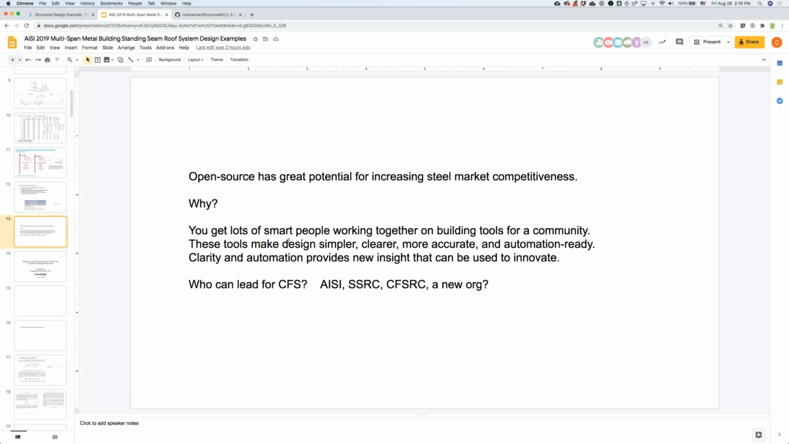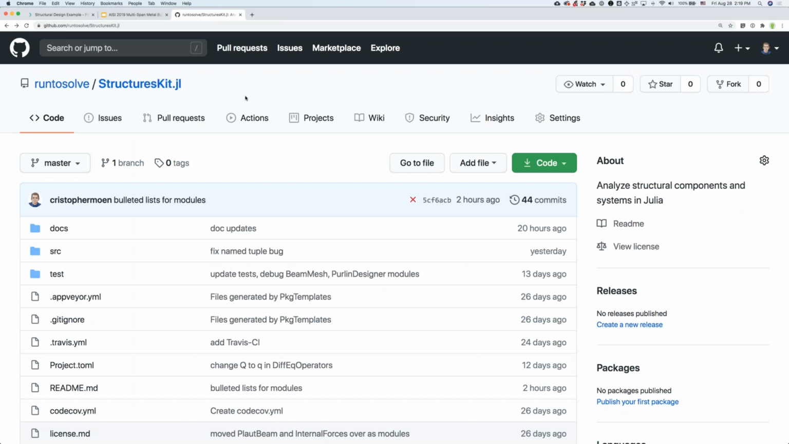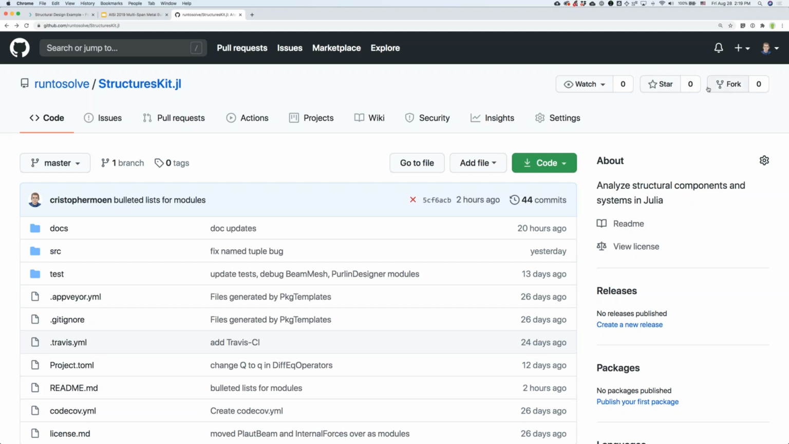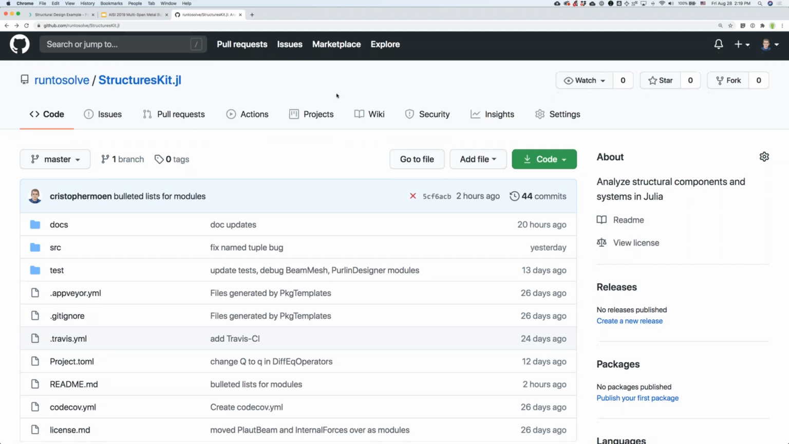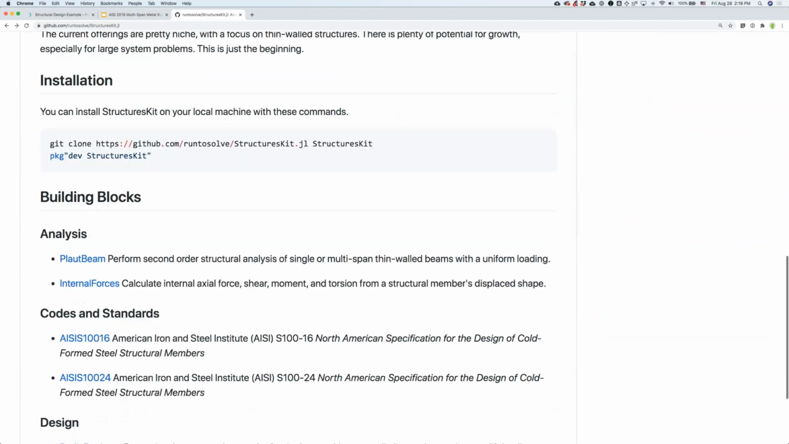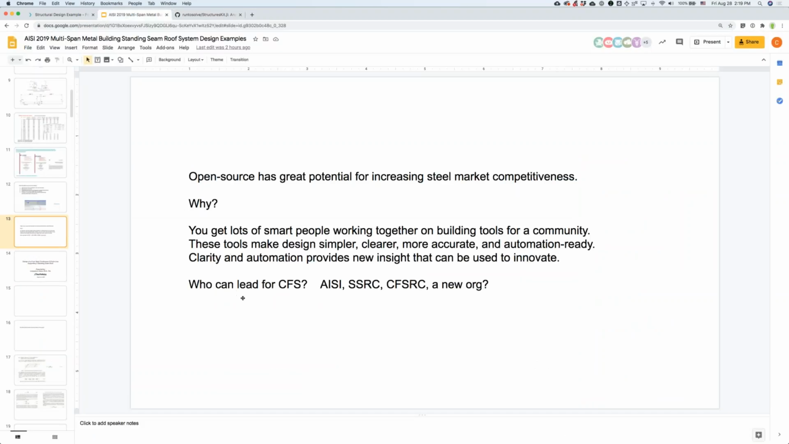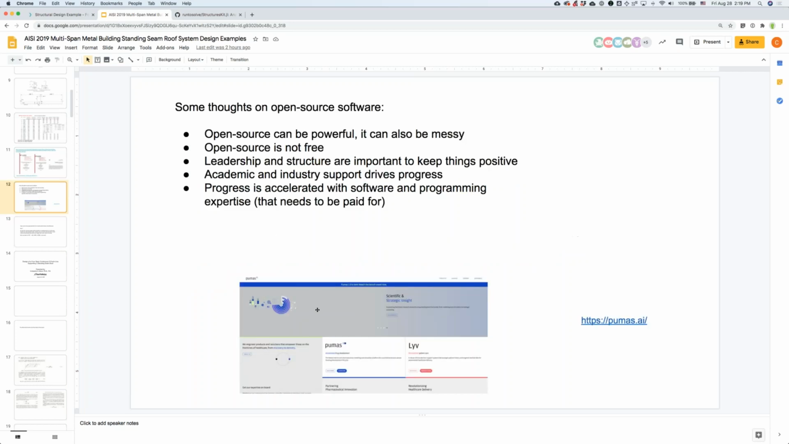And I can say right now, building a community, it's a little bit lonely. I have to admit, I'm out here. I have no stars, no forks, no one watching. No one is looking at this or using it. Maybe that means that this isn't important. But if it is important, then we need more people doing this kind of stuff. And who can lead this for CFS? There's lots of people, lots of organizations who could.